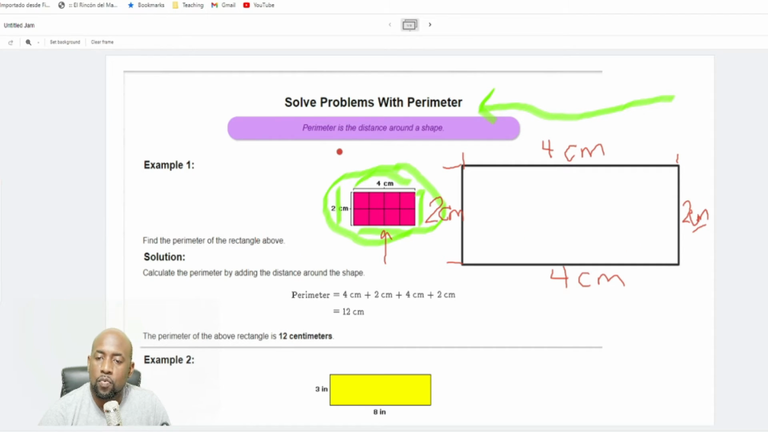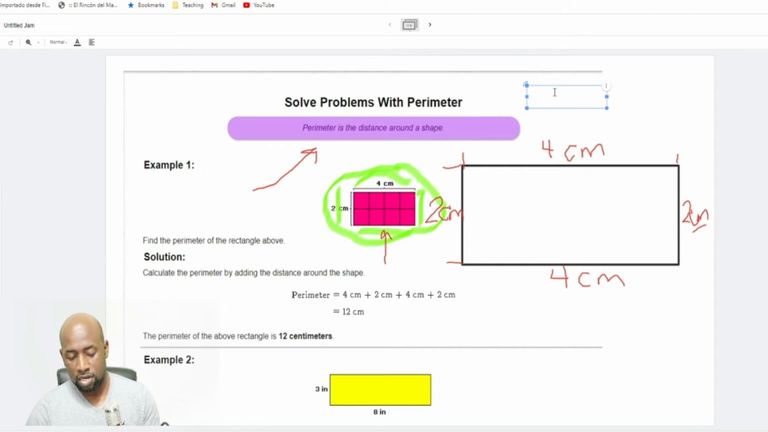Okay, we go back to the definition. It says perimeter is the distance around a shape. Around means outside of the shape, not inside. In area, we use multiplication, since we multiply the length times the width. But going back to perimeter, we are not going to use multiplication. We are going to be using addition to make this possible.